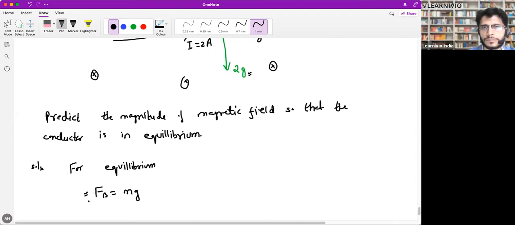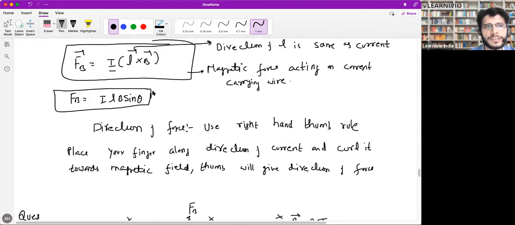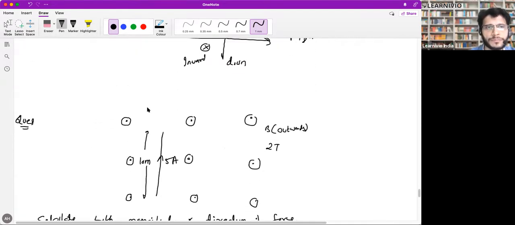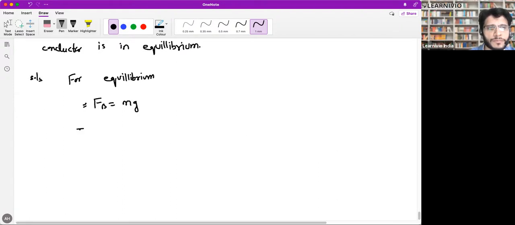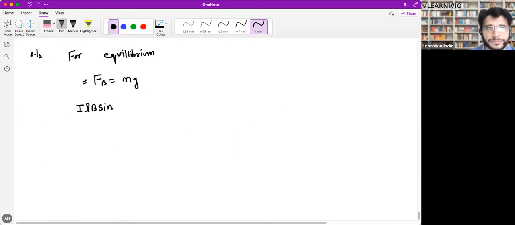So this is a formula. Which formula? Yes, Amalia, this will be ILB sine theta. Now we did this in the last class, right? This relation ILB sine theta we will be using. See how much is theta? Theta is 90 degrees. Magnetic field is inwards and current is rightwards. Magnetic field is along the Z axis and your current is along the X axis, so the angle is 90 degrees.